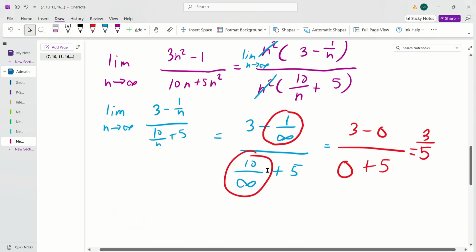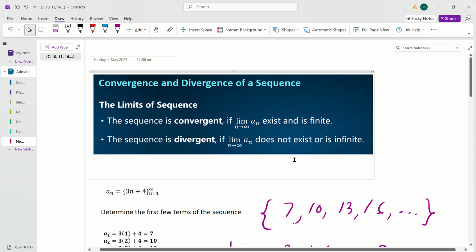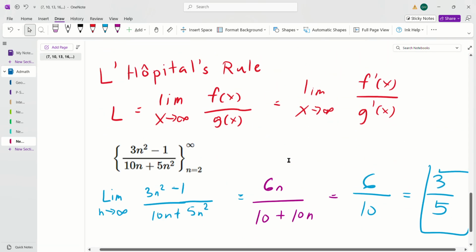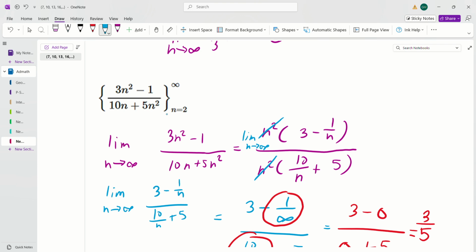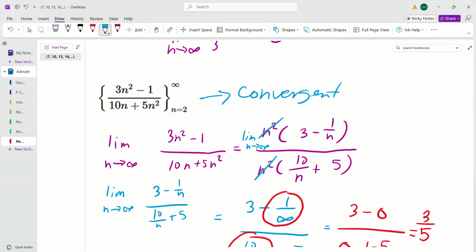So let's have a recap. I forgot: since we have a limit in this example, the sequence is convergent. By the way, it is convergent. So let's have a recap.